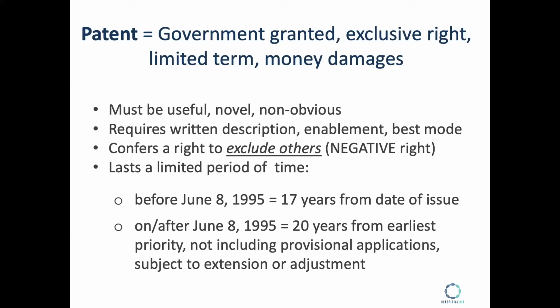Importantly, patents confer a negative right. You don't actually have the right to practice your patented invention. You have the right to prevent others from patenting. It's kind of twisted that way. And it lasts a limited period of time. And we're going to go into that in some detail. There was a change in the patent law in the US that went into effect on June 8th of 1995. So if your patent was filed before then, it's 17 years from date of issue. If it's after then, it's 20 years from earliest priority. And I will walk you through specific examples so that that will not be Greek anymore.